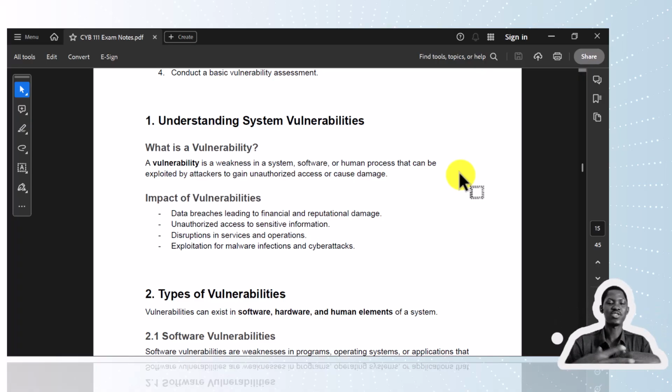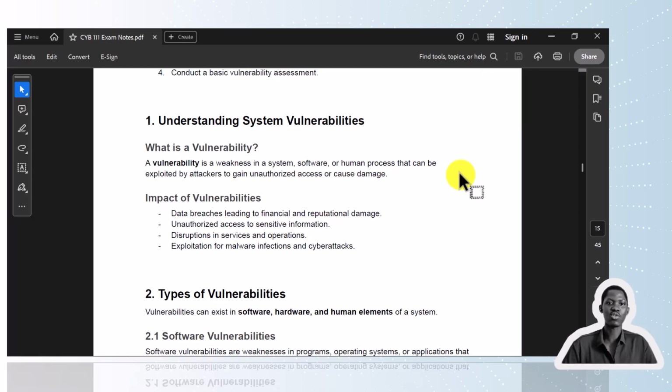Then reputational damage. When data leaks, the organization that's supposed to be in charge of the data, for example the bank in this case, you will not trust the bank anymore. So the reputation of the bank is going to tank. And then people can start suing the bank, and that is another financial damage to the bank. You understand? So that's one of the impacts.